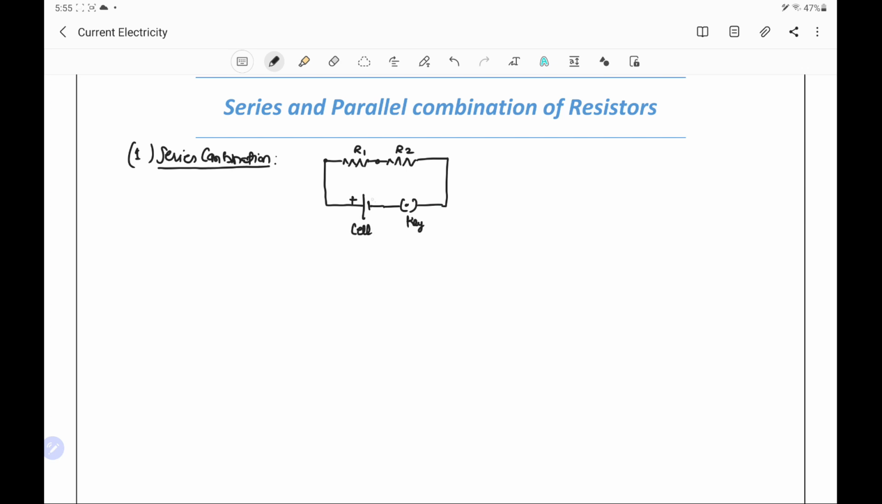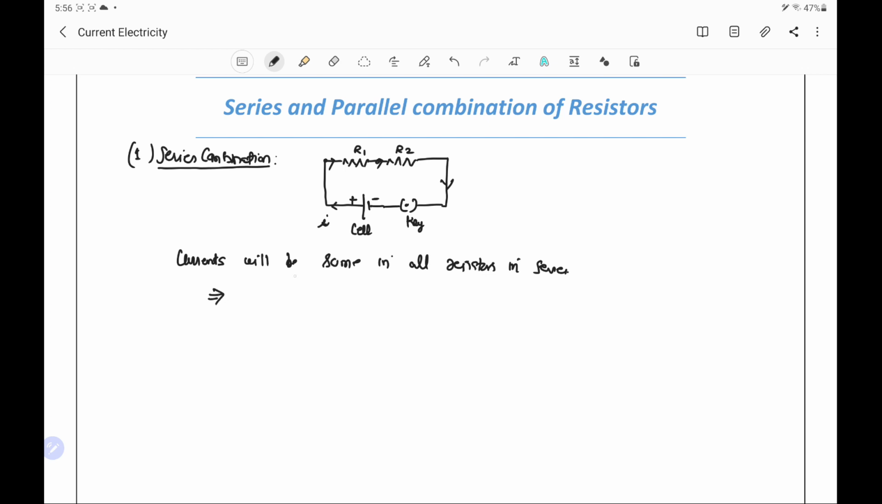This is the symbol of key, and this is a cell. The larger plate is the positive plate and the smaller plate is the negative plate. Current I flows out of the positive plate. It passes through resistance R1, then R2, and returns to the cell. Therefore, in series combination, current will be the same in all resistors, because there is no other branch when current is flowing through resistors R1 and R2 in series.